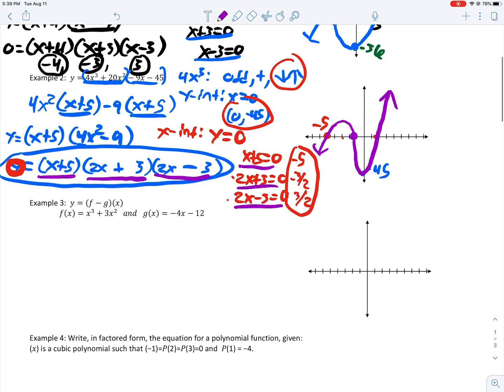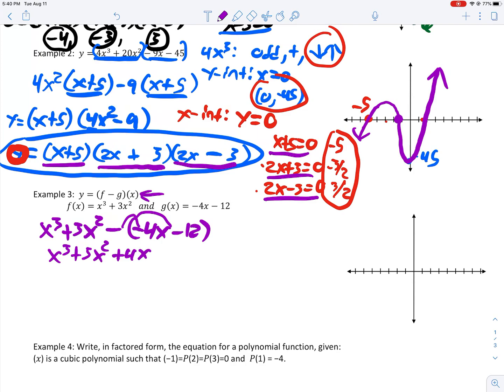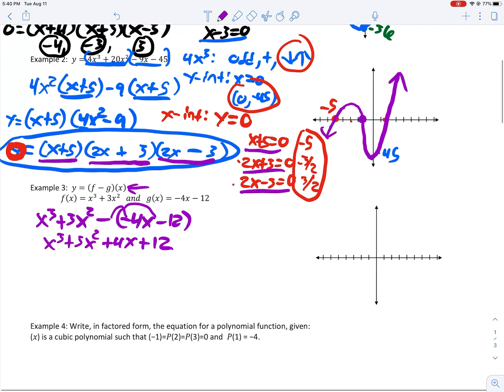Okay, and then example 3. So again, got the weird notation here next to the purple arrow. So let's subtract first. X to the third plus 3x squared minus a negative 4x minus 12. Remember, I distribute the negative. So 3x squared plus 4x plus 12. All right, you got to distribute the negative.